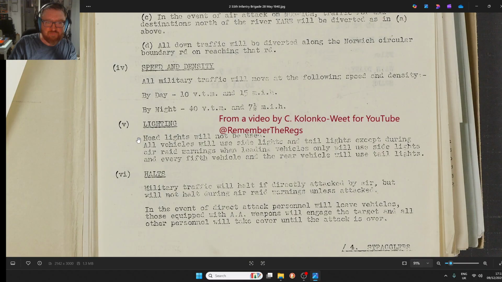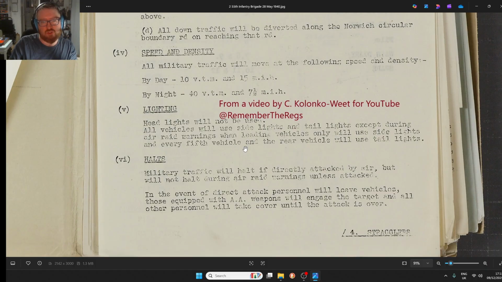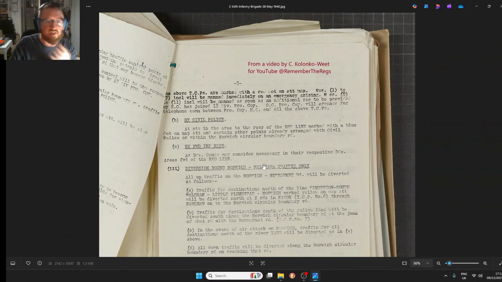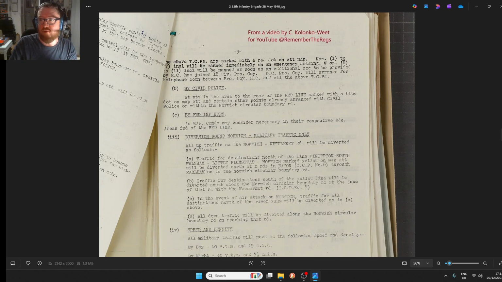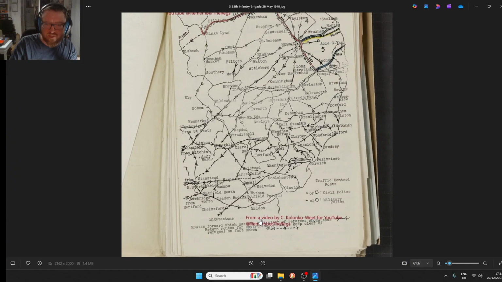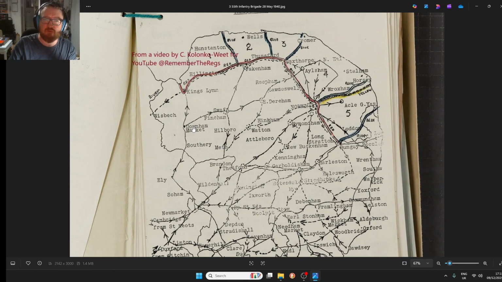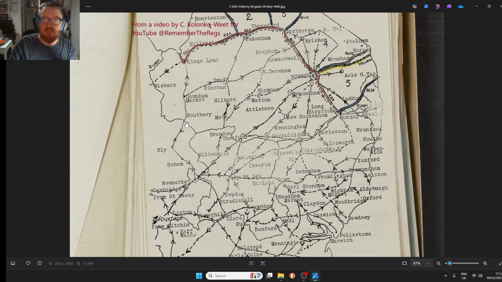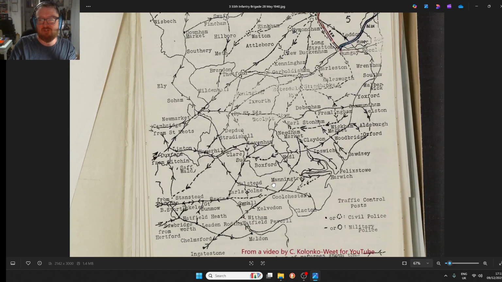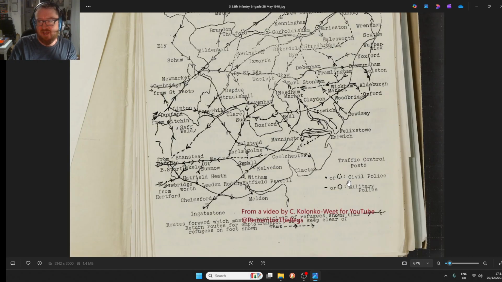We also have things like the lighting of the vehicles, so the blackout precautions which are going to be undertaken by vehicles as well, halts and all this stuff. So a vast amount of detail has been put into pre-planning how the road network is going to be operated. And then we have this absolutely fantastic map which shows the direction which traffic will be going in and out of the various roads all the way across East Anglia. We have the traffic control points outlined, which will be operated by the civil police and the military police.